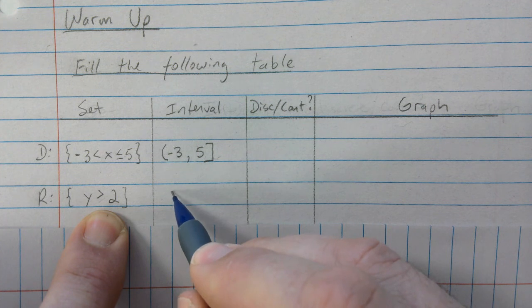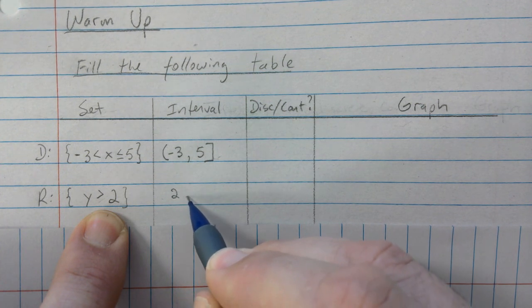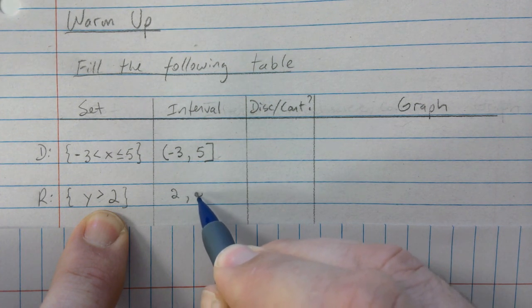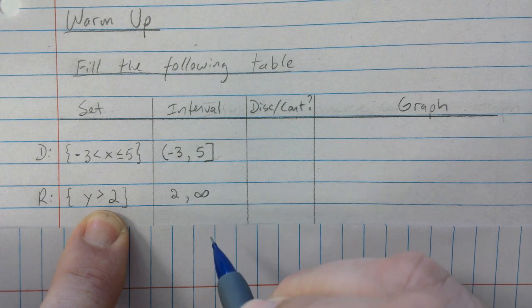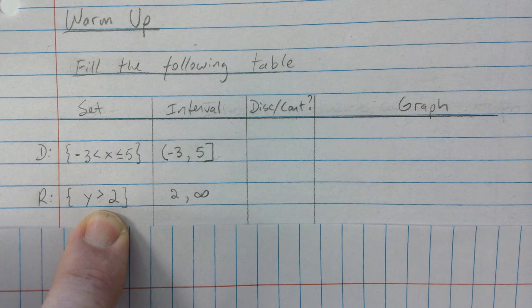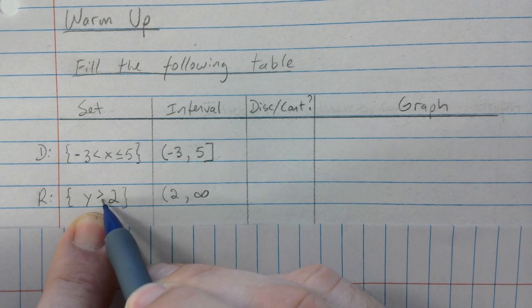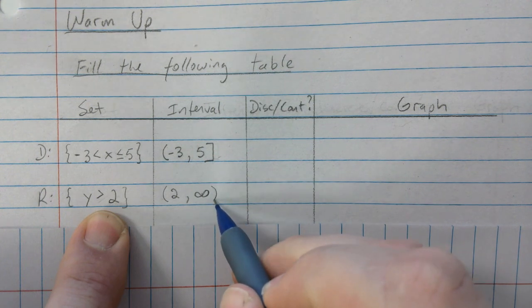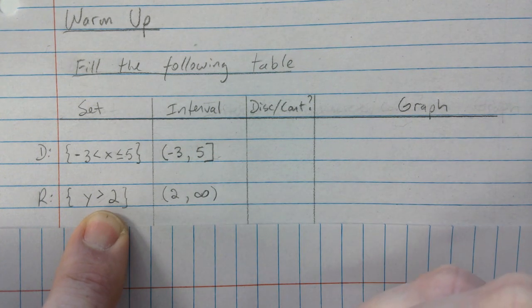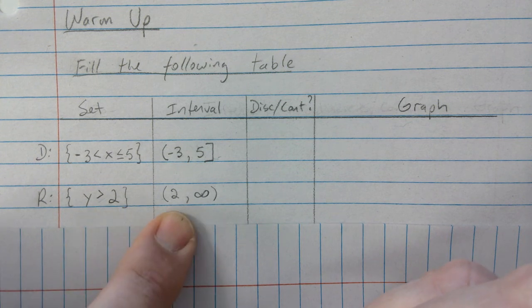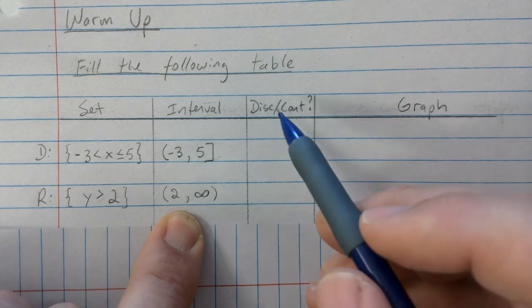So that means that 2 is the lowest, and what's the highest? Well, we don't know, right? It's positive, it goes to positive infinity. We know it's going from 2 all the way to infinity. 2 is not included because of the symbol here, and infinity is definitely never included. Okay, you should never have a square bracket around the infinity symbol. Okay, so we've got that.